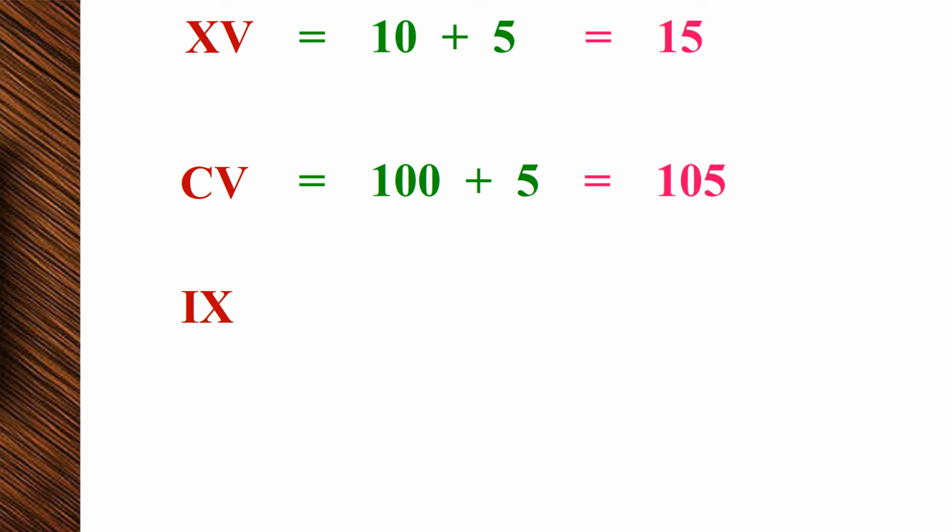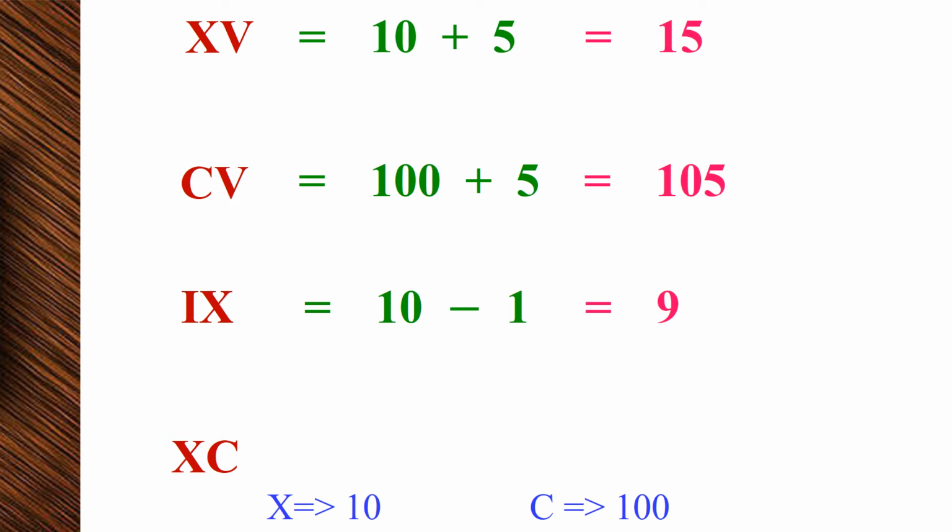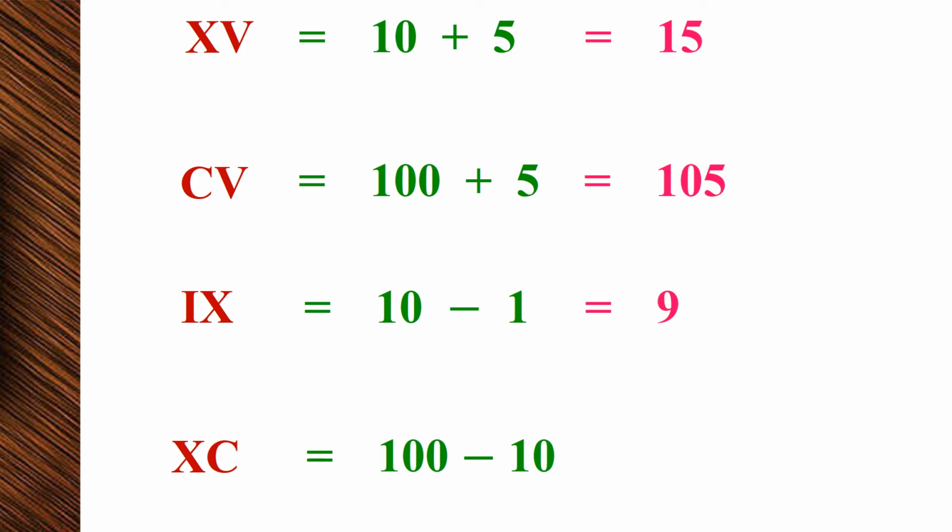Let's see another example. IX. Here I is equal to 1, X is equal to 10. The value of I is smaller than X. Here we have to subtract. So 10 minus 1 is equal to 9. XC. Here the value of X is equal to 10, C is equal to 100. The value of X is smaller than C. So we have to subtract: 100 minus 10 is equal to 90.